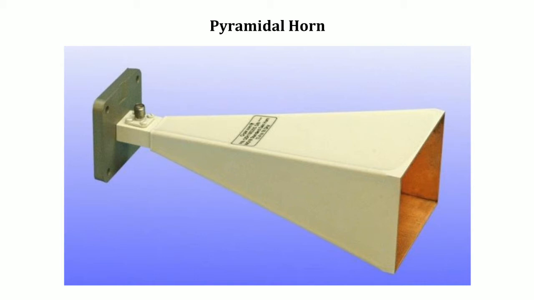Today we will see one of the types of horn antenna, that is the pyramidal horn. Earlier I have made some videos. In those videos I have explained the basic types of horn, how a horn antenna works, its construction, advantages, disadvantages, its frequency range and applications. So in this video we will discuss the first type of horn antenna, that is the pyramidal horn.